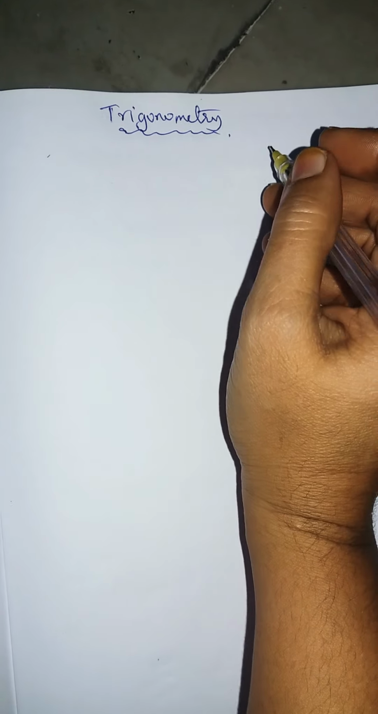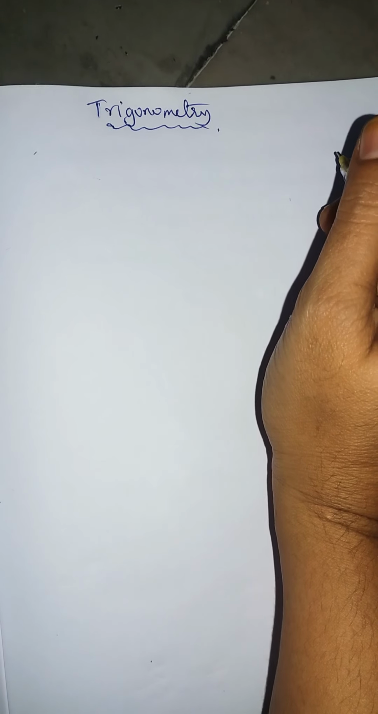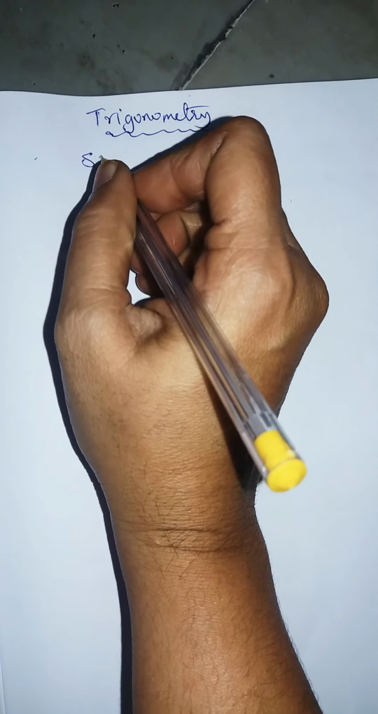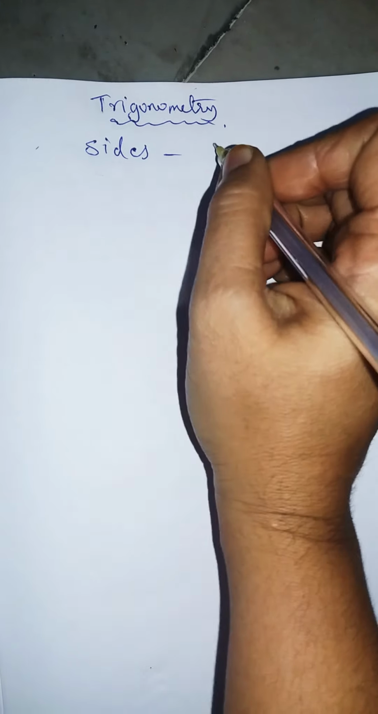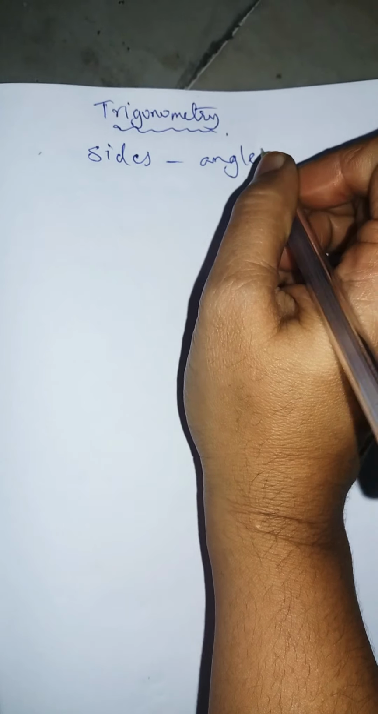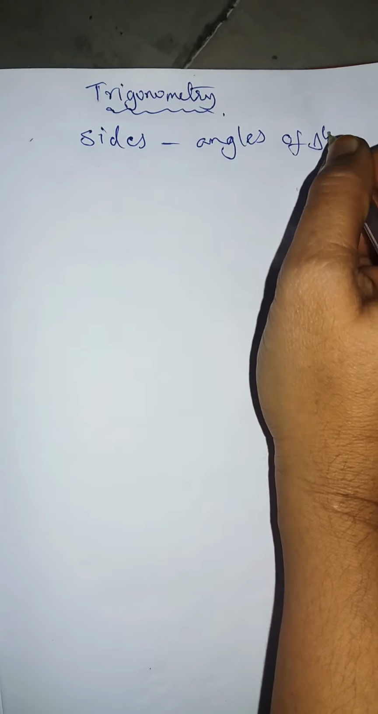Trigonometry is a branch of mathematics which discusses the relationship between sides and angles. The relationship between sides and angles of a triangle is called trigonometry.